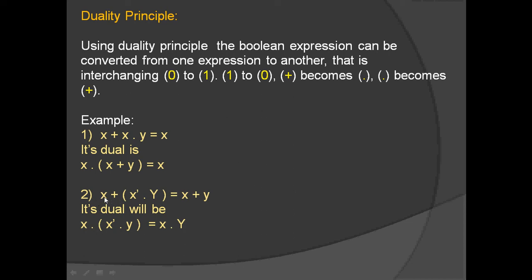Now in the second example, x plus, within the bracket, x complement and y equals x or y. Now its dual form will be x plus changes to dot, and x complement, this will change from dot to plus, and then equals x plus y will be x dot y, right? So this is very simple concerning the duality principle. So just go through the examples in the textbooks also.